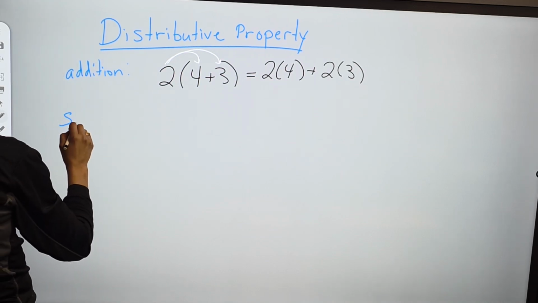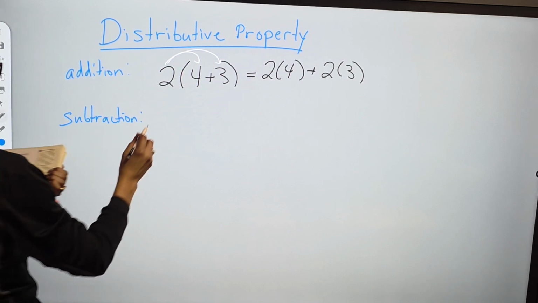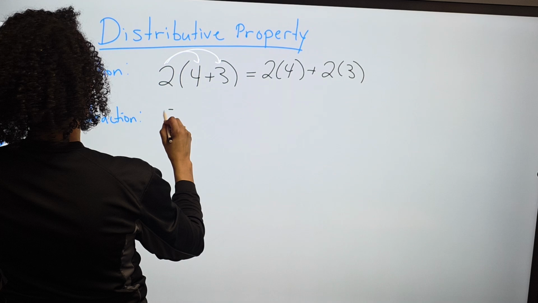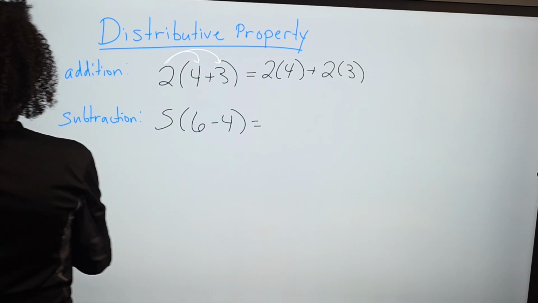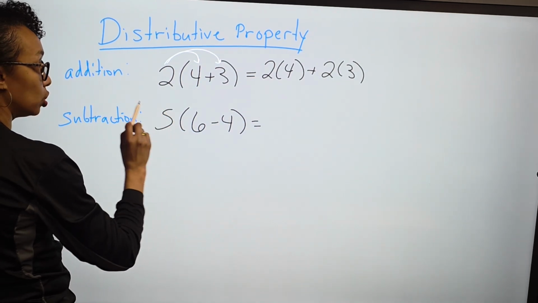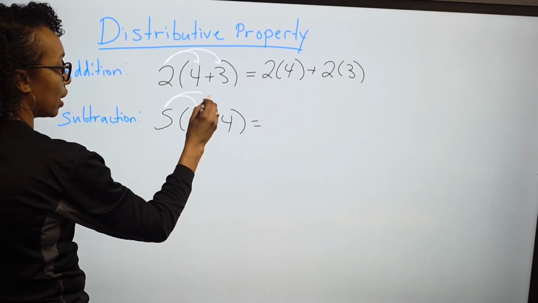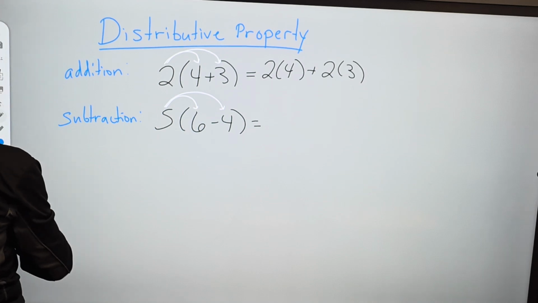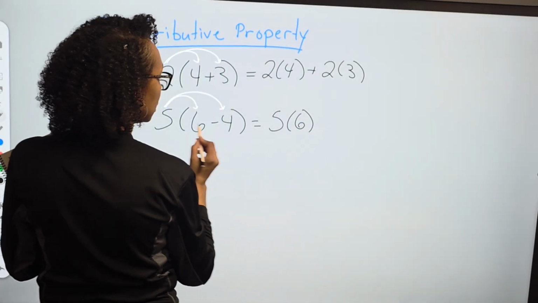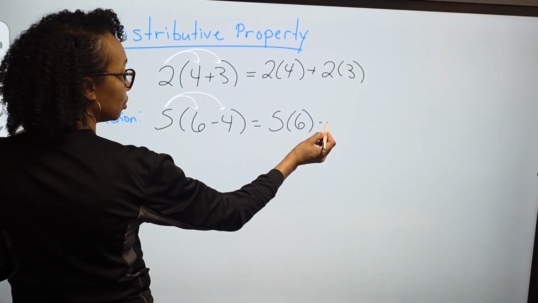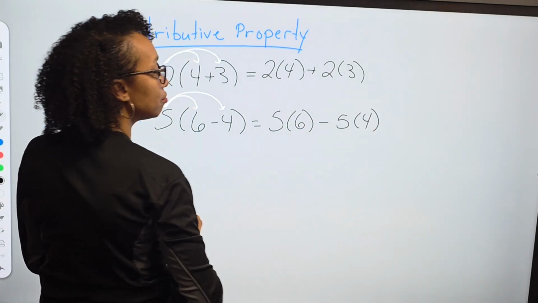If there was subtraction involved, we would do, they've got an example, 5 times 6 minus 4. Same situation. We're going to distribute, or we're going to take the 5 and multiply it by the 6, and take the 5 and multiply it by the 4. It just happens to be a minus 4 there. So we have 5 times 6, right? The minus sign will still be here. And then 5 times 4. Like that, okay?